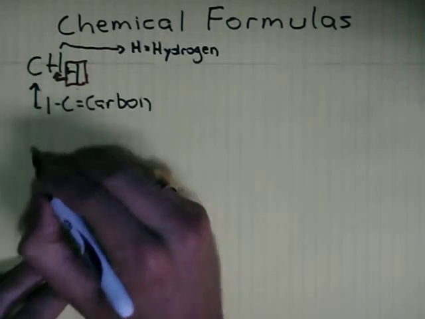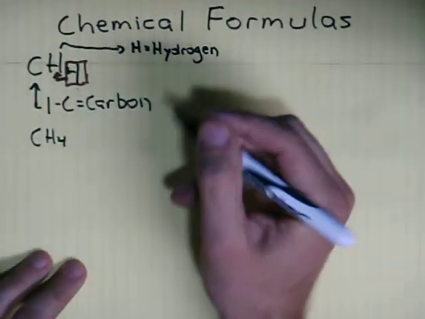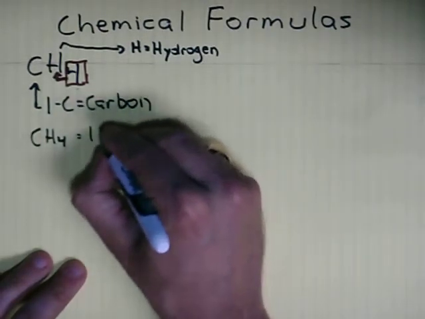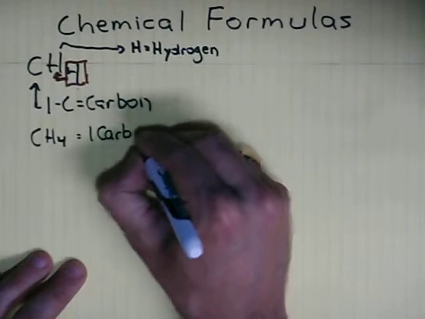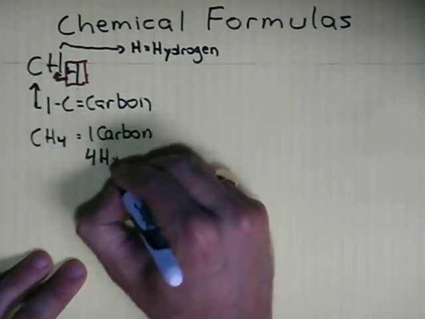So when we look at CH4, we know that we have one carbon and 4 hydrogen.